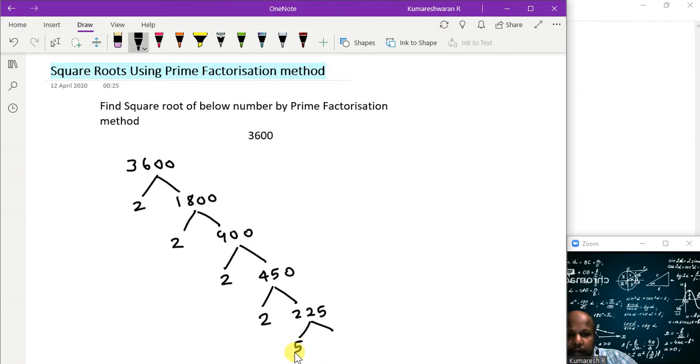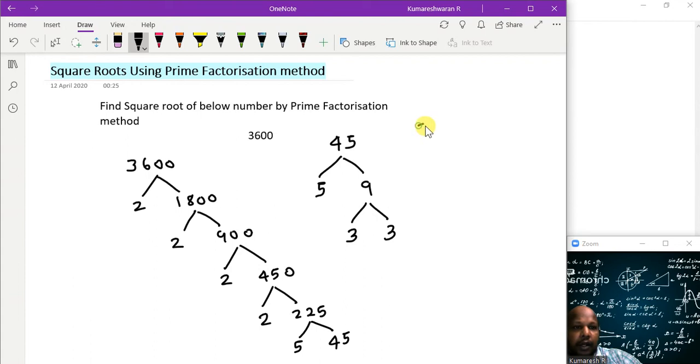So let's do that. It is going to be 5 into 45. Let me write it down. After 45, we can divide this again by 5, so 5 and 9 are the factors. If you write down 9 in prime factor form, it's going to be 3 into 3. Okay, so now we have the prime factorization tree.